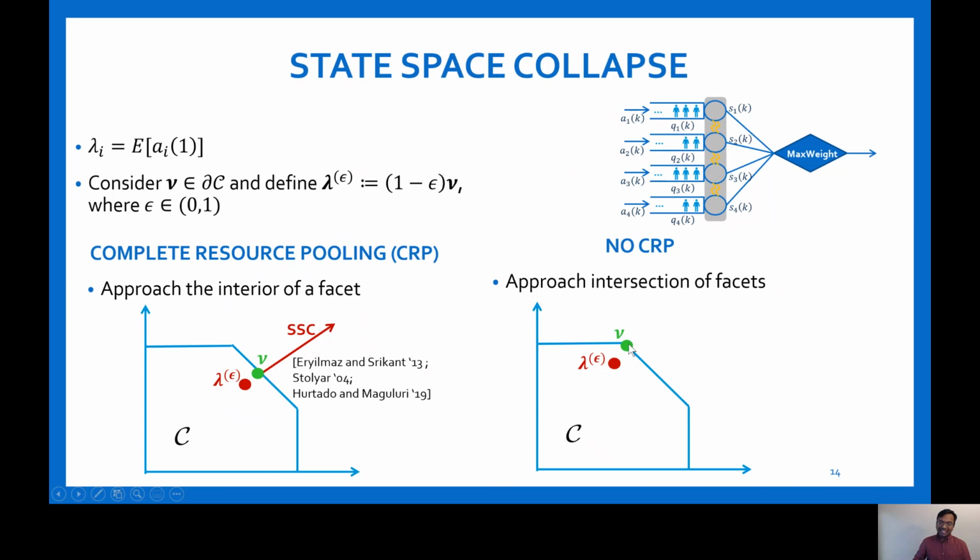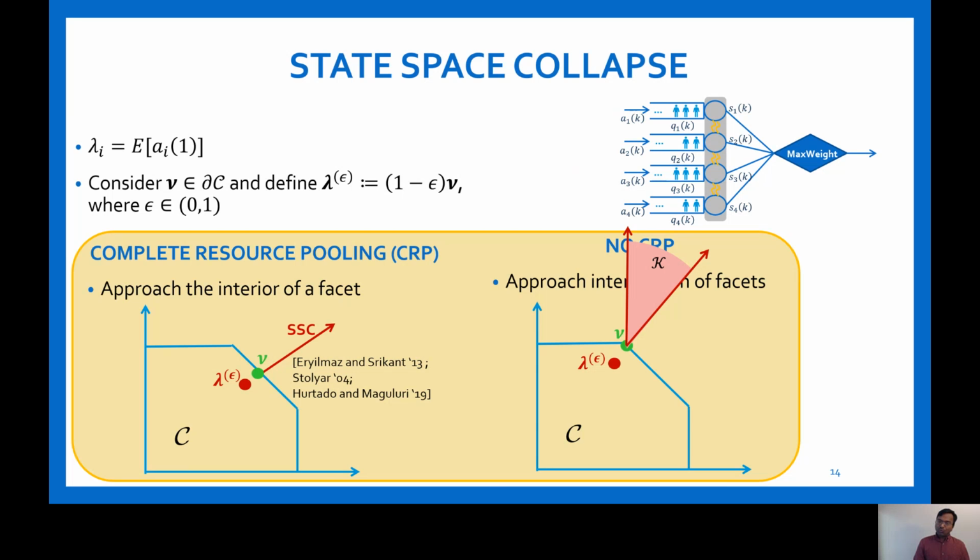But if this arrival rate is not in the interior of a facet, but at the intersection of multiple facets, so it's in the interior of a lower dimensional face, then we'll see that the Q length vector again has a collapse, but now it's not one-dimensional, it's multi-dimensional. It collapses into the normal cone, the cone spanned by the normal vectors of these facets at whose intersection the limiting arrival vector is.